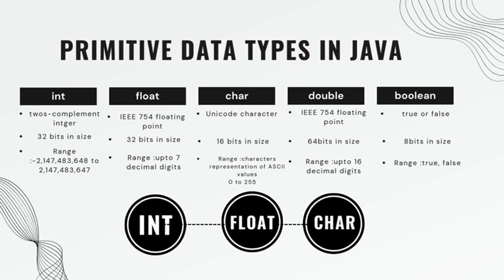Primitive data types are the basic data types that are built into the language. They are not objects and they do not have methods. Here are the primitive data types in Java.